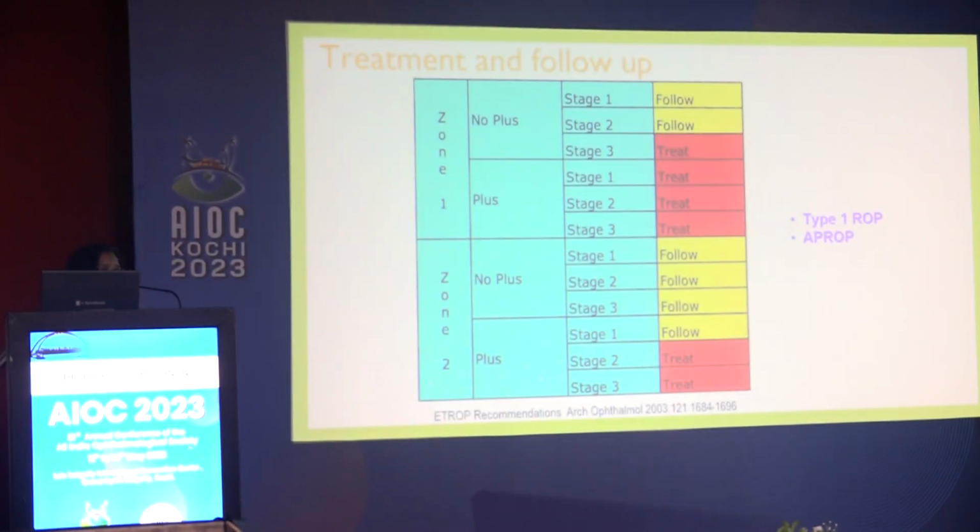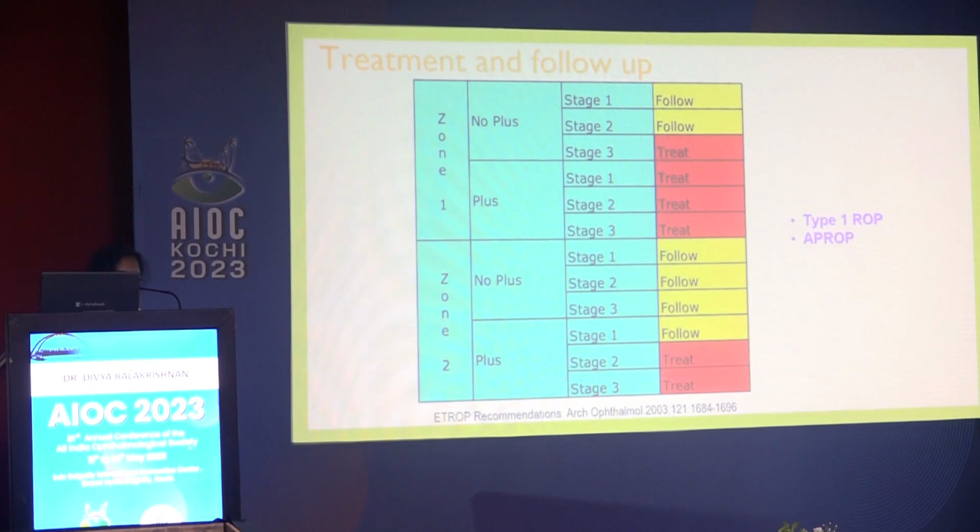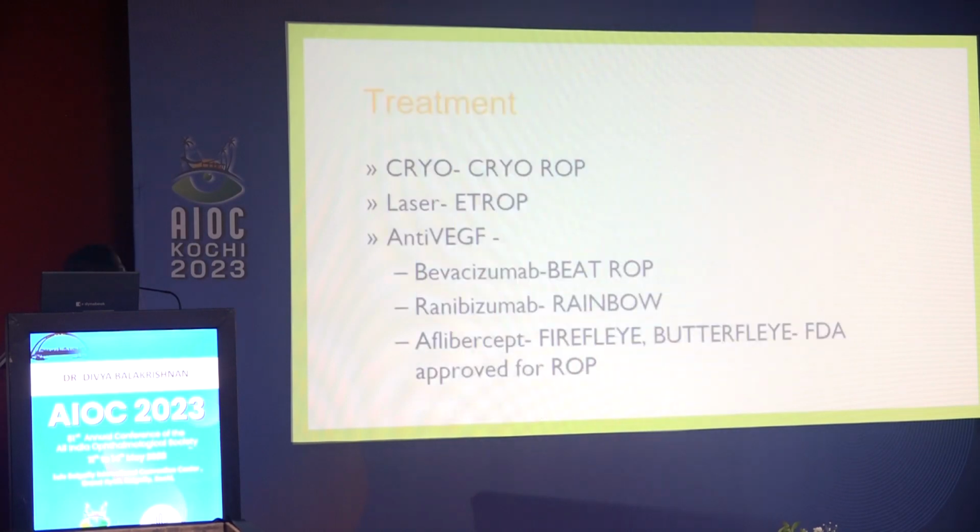Now coming to management. So there is type 1 and type 2. Whenever you see a type 1 ROP, what is type 1 ROP? In any zone 1 or zone 2, if you see any plus, that is treat and type 1. And in addition, in zone 1, if you see stage 3 without any plus, again that is type 1. So any plus, treat, type 1. Other than that, zone 1, stage 3, no plus, treat. So easy to remember. Rest all babies you need to follow.